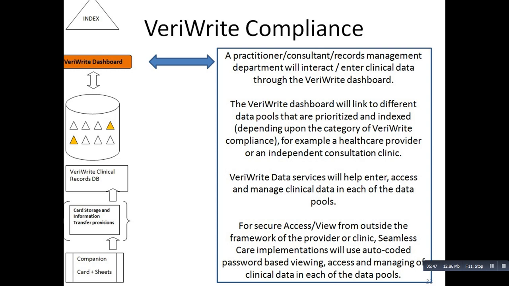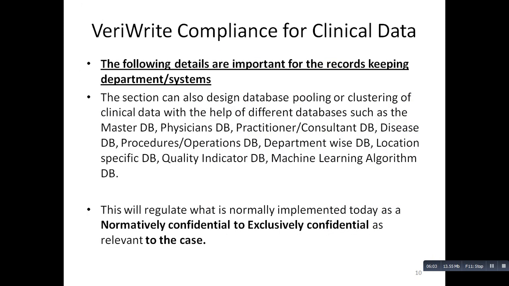We find that when we talk about differentiating data and pooling data, we could pool them in a database such as the master DB, which is a master to all the information being recorded. Then there's a physician's DB, a practitioner consultant DB, a disease DB, a procedures operations DB, a department-wise DB, a location-specific DB, a quality indicator DB, and a machine learning algorithm DB. Though this may seem a lot, we found that records management needs to address requirements which are specific to each of the categories that we mentioned here.